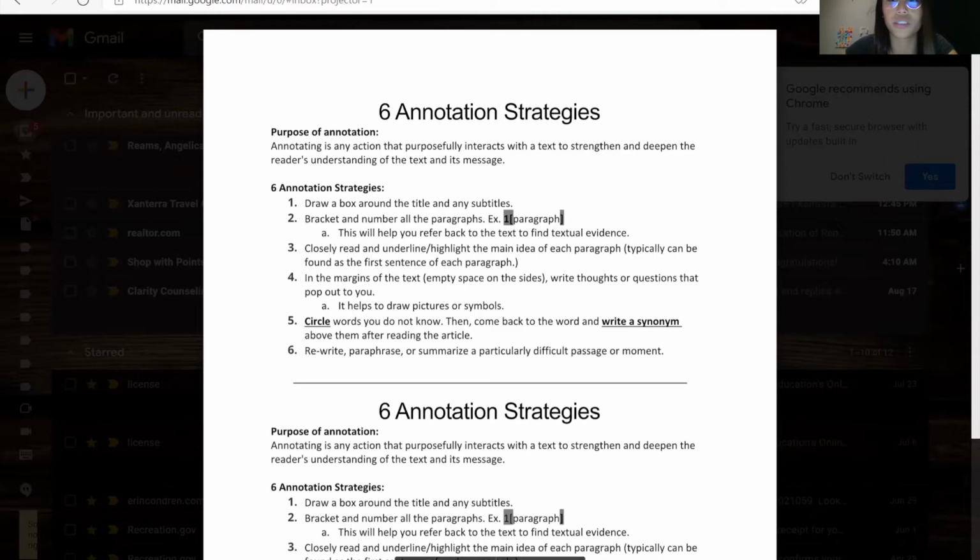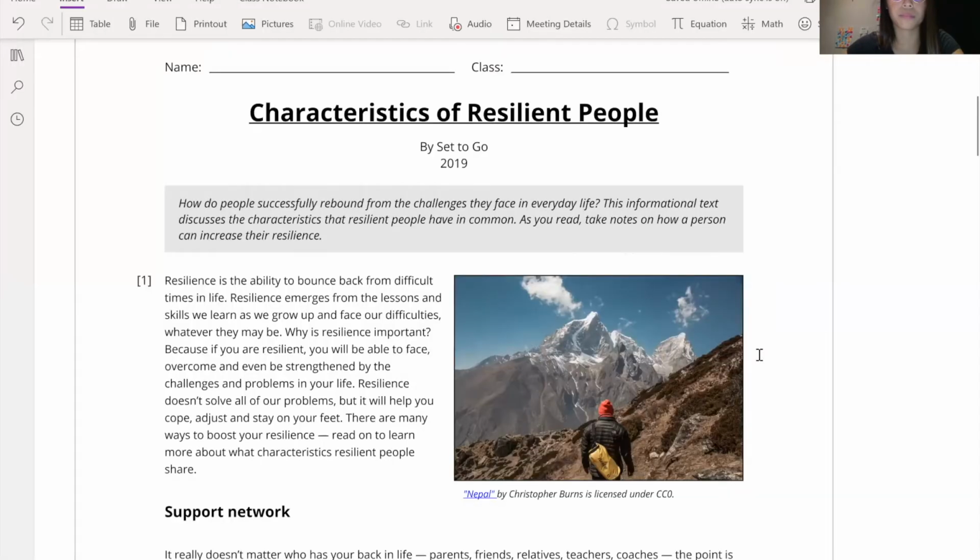Oh, I pushed the wrong button. It's just what happens sometimes, huh? And I have a very slow computer. So right now we have our characteristics of resilient people. So let me go ahead and share this screen with you. There you go. Okay.